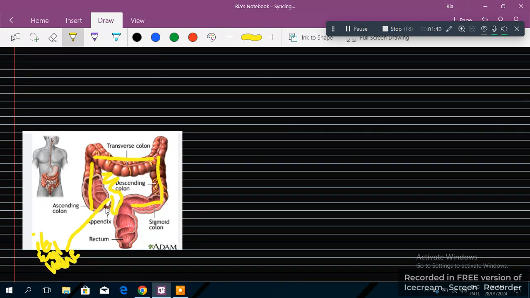Then if we discuss this part, the appendix is like a visceral part. Not very important, but still it's present. So I think we should discuss the colon in this video. So it's like the colon, which would be the first part. Then that colon is divided into four other parts.